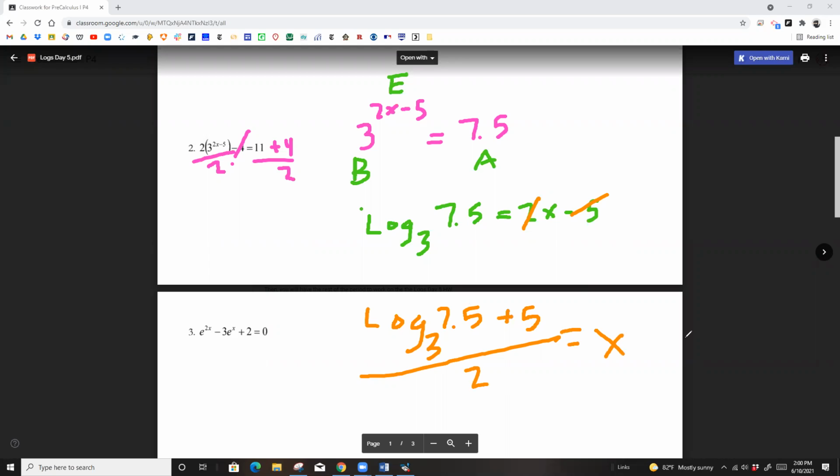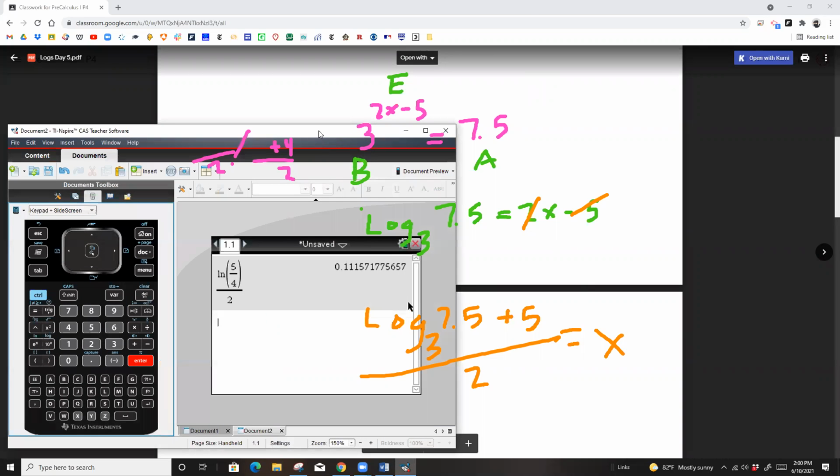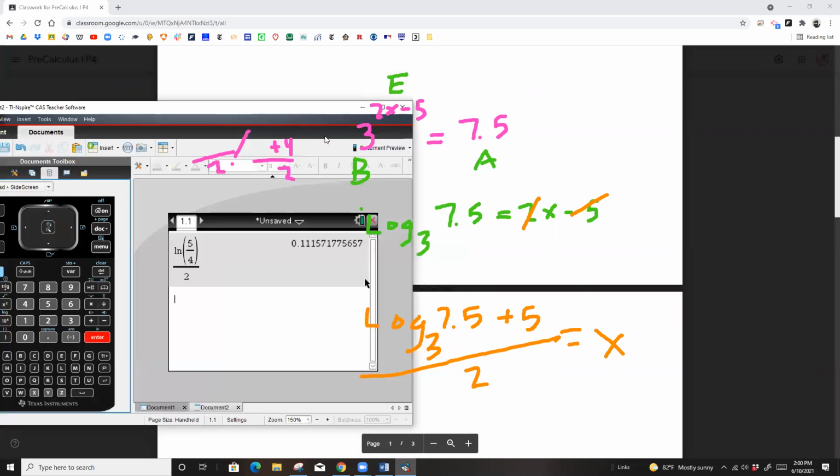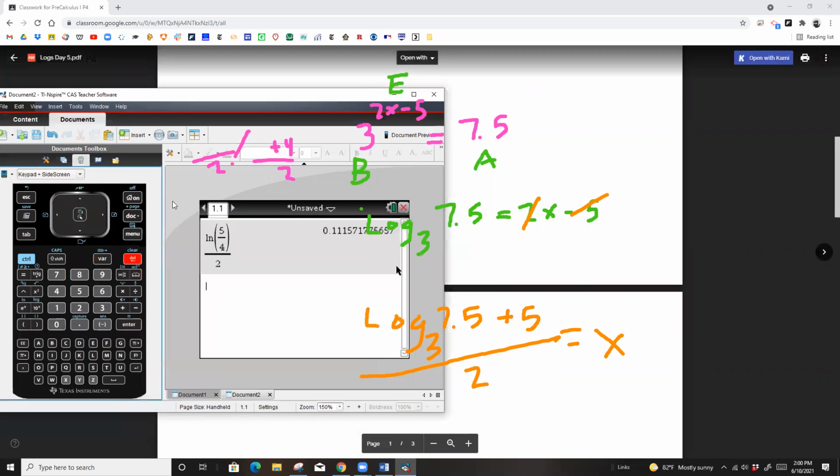All right, and that's our answer. And I would be fine with you writing it like that. And you would have to write it like that if it said give an exact answer. Now, if you wanted to get that as a decimal, then you would take your calculator and you would do the log. So log base 3 of 7.5.